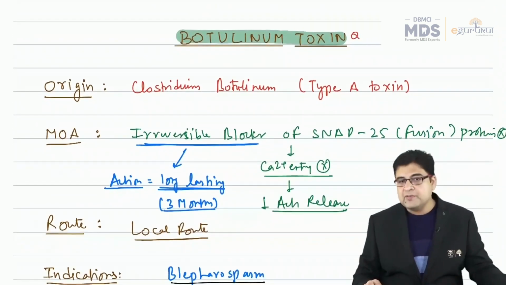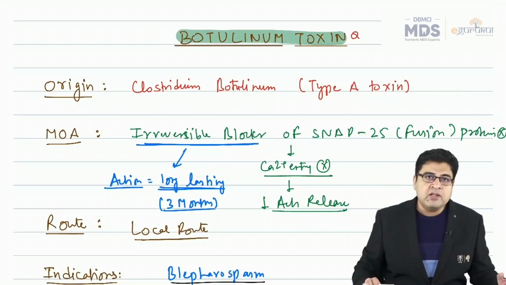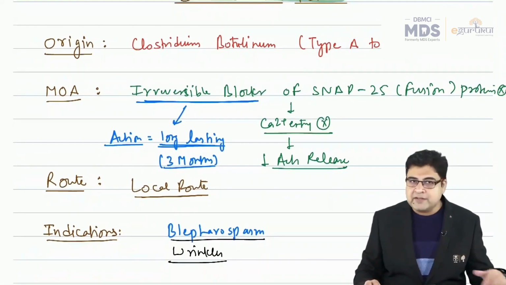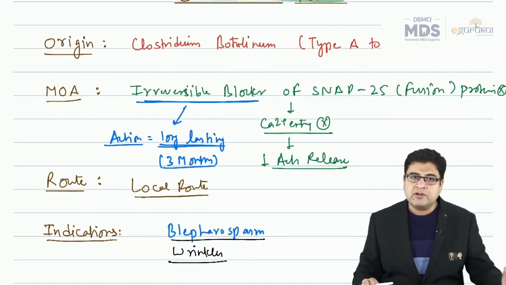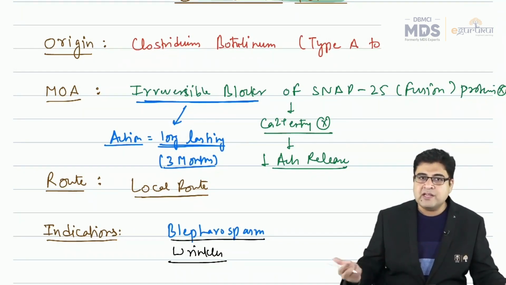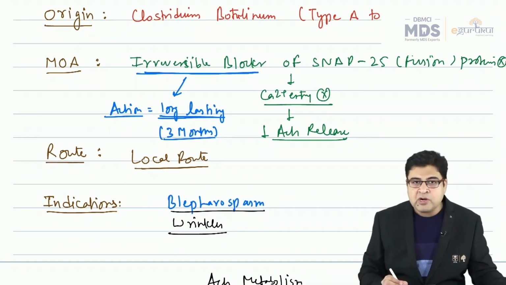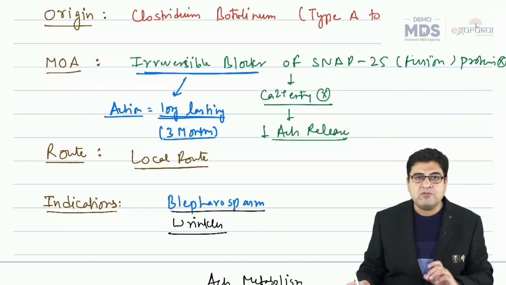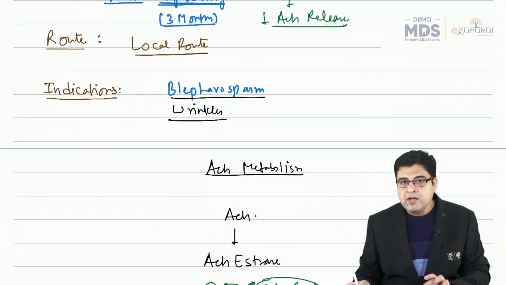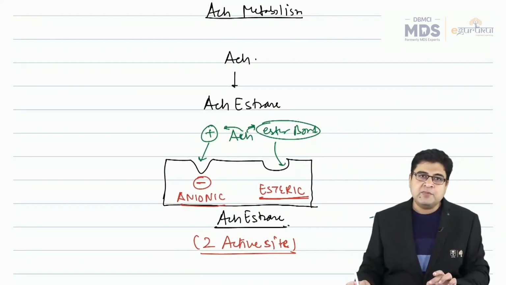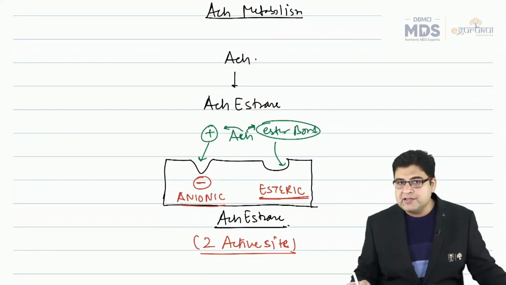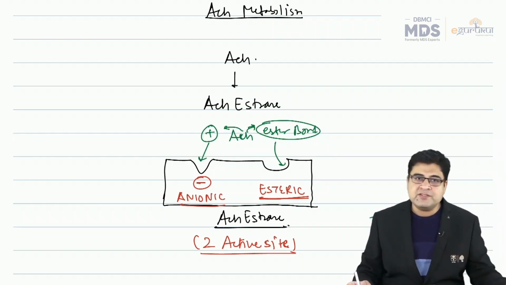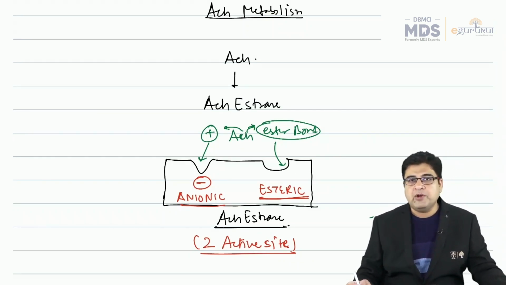Right? So these are the various MCQs that we have discussed regarding the origin. The bacteria name is Clostridium. The toxin is type A toxin. The mechanism of action is irreversible action. That's why the action lasts long term, for 3 months. The drug is given by the local route, and the medicine is mainly given for muscle spasms like blepharospasm, or when we have the presence of wrinkles over the face. Then acetylcholine metabolism is possible with the help of the acetylcholine esterase enzyme, which has two active sites. One is known as the anionic site, the second is known as the esteric site, and finally this acetylcholine gets metabolized.